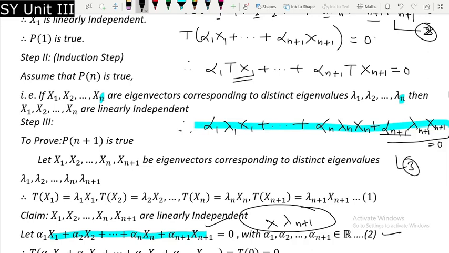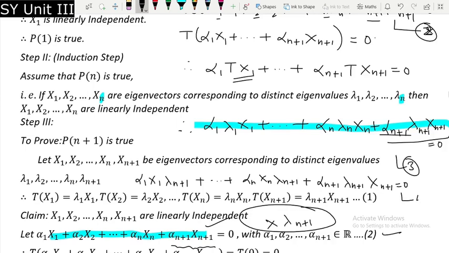Okay, so I will multiply this 2 by lambda (n+1). So my last term will be what? Alpha (n+1) lambda (n+1) x(n+1), which is same as equation 3. Observe carefully. Okay, so after multiplying by lambda (n+1), I will get alpha 1 x1 lambda (n+1) plus so on plus alpha n xn lambda (n+1), and plus the last term will be alpha (n+1) lambda (n+1) x(n+1) will be equal to 0. Now what I will do is, I will call it as some 4. So I am going to subtract this 3 and 4. So if I subtract it, what will happen?